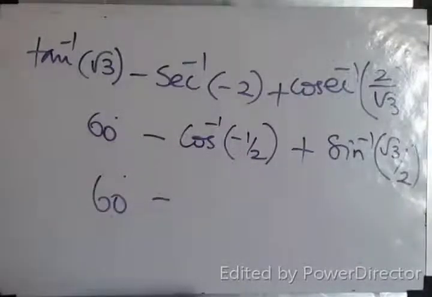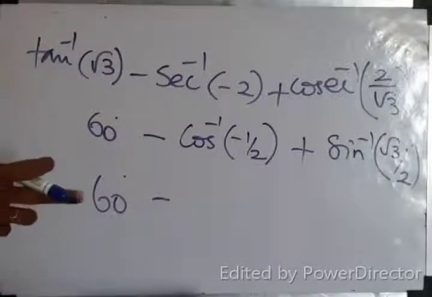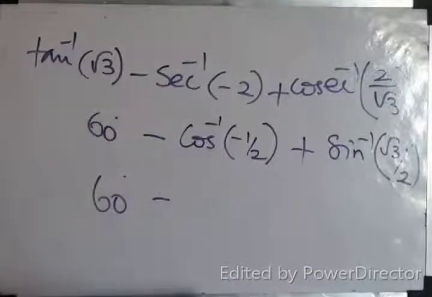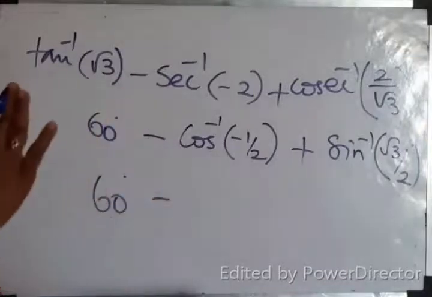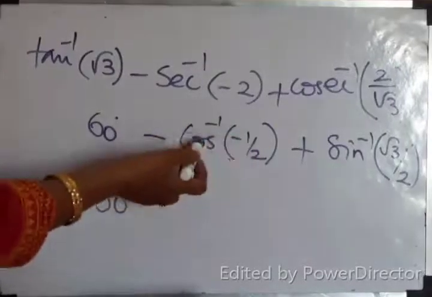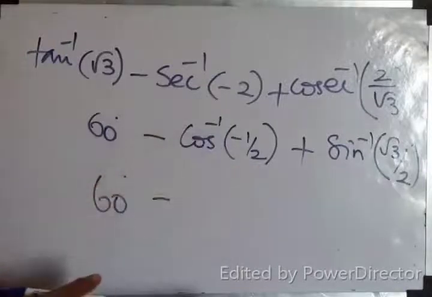Use a calculator. What is the range for cos inverse? Range is from 0 to pi. So you won't get a negative angle at all. First find out the principal angle. What is cos inverse of half? Don't take the negative. Half, what is that? 60 degree.